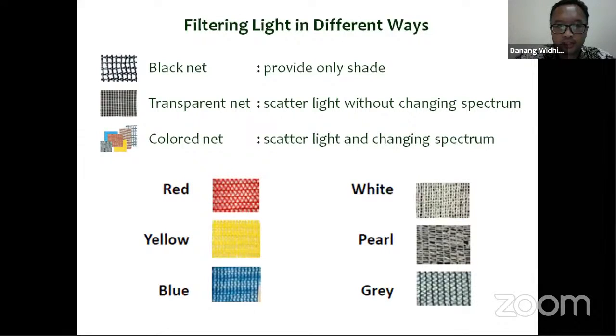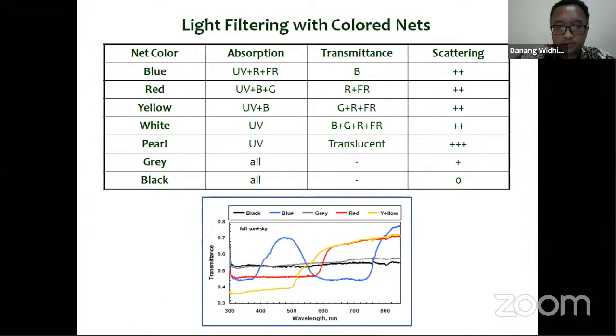Jadi kalau selama ini yang ada di Indonesia adalah shading net yang hitam, ini hanya untuk mengurangi cahaya saja, tapi ada pilihan-pilihan untuk net yang transparan, ini akan menyebarkan cahaya tanpa mengubah spektrumnya, dan net yang berwarna ini akan menyebarkan cahaya dan mengubah spektrum, sehingga akan memberikan pengaruh yang berbeda kepada tanaman. Jadi untuk penyaringan cahaya dengan net yang berwarna ini akan memberikan pengaruh yang berbeda karena warna-warna tertentu akan diserap, kemudian ada juga yang akan dipantulkan. Beberapa seperti warna mutiara atau pearl white ini, dia bisa menyebarkan atau meneruskan cahaya translucent yang tidak terpecah spektrum warnanya dan bisa berfungsi dengan baik untuk tanaman.